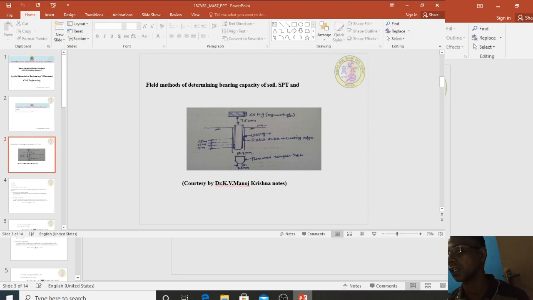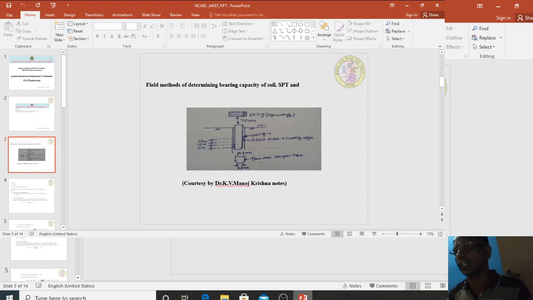And a split tube will be used. Split tube means, this is your cutting edge and this is your split tube. If you cut it, you can make the tube into two halves. The length of that split tube is 60 centimeter. Inside the split tube, we will have a brass shell bay tube, where the sample will be collected whenever it is driven into the ground.